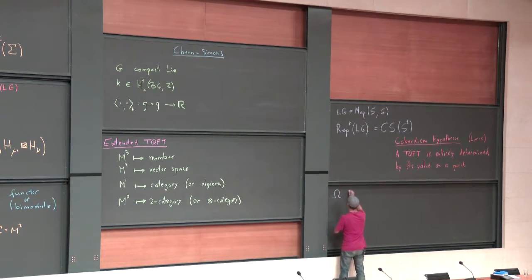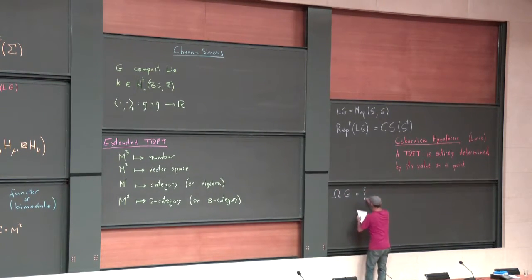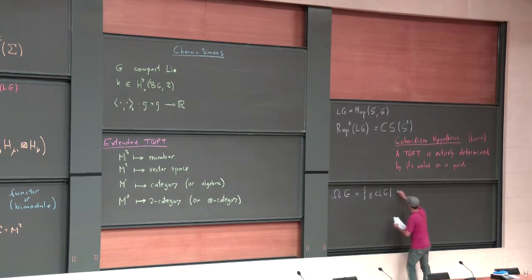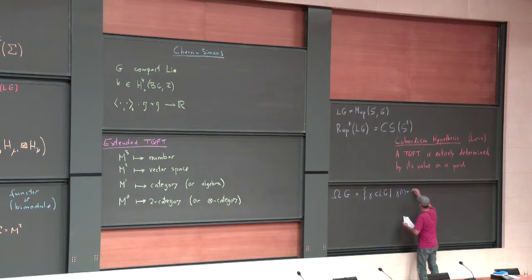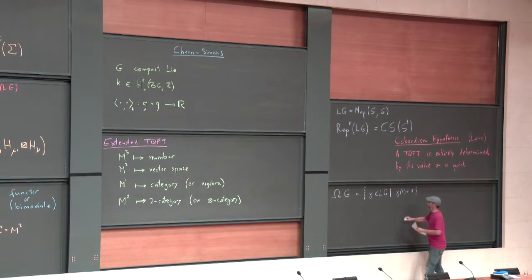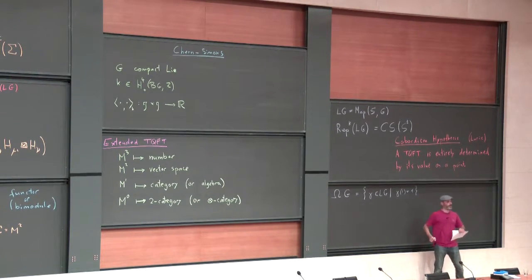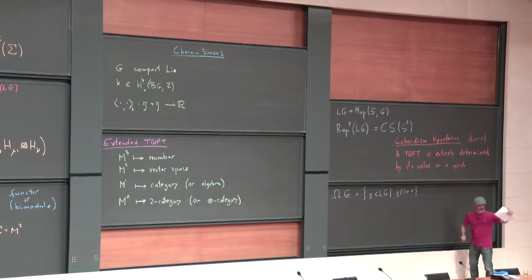The based loop group, omega G, is the set of loops such that they're based, meaning there's a chosen point on S1, and that chosen point needs to go to the identity. That's a group.